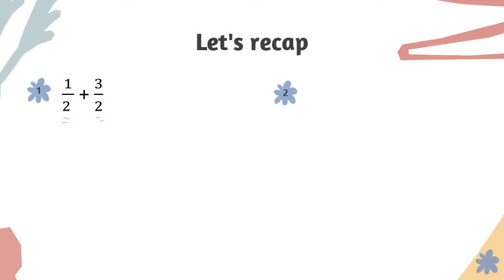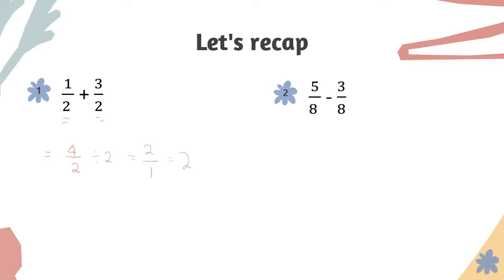When they are the same, you can just add the numerators. So the numerators are 1 plus 3 gives us 4. So we have 4 out of 2 as the answer. But ask yourself, can you reduce or can you simplify this answer? Make it smaller. So yes, you can. You can divide it by 2. So here we have 4 divided by 2 gives us 2. 2 divided by 2 gives us 1. So 2 out of 1 simply means 2.